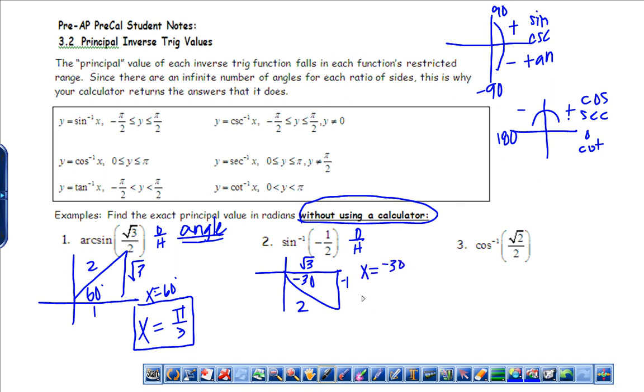Now change it back to radians. So x is going to be negative pi over 6. And again, if you don't know how to go back to radians, you need to multiply by pi over 180.